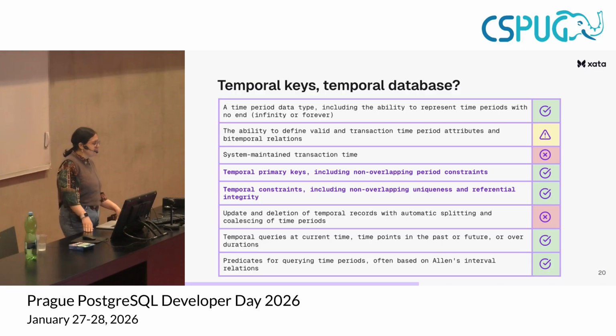So the first thing to know about temporal databases is the first criteria that all databases have to fulfill if they are temporal: a time period data type, including the ability to represent time periods with no end. So that is the first criteria. What does it mean? In the SQL standard, there is a data type called period, which we don't have in Postgres.